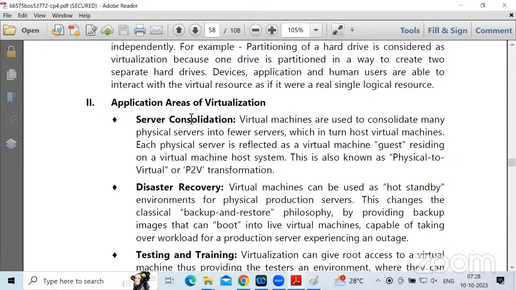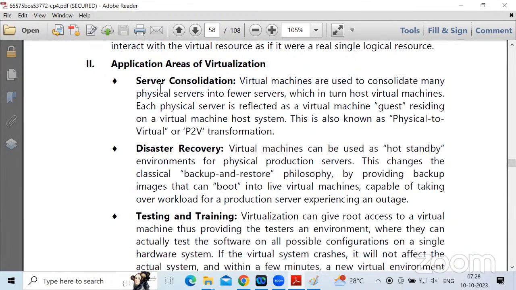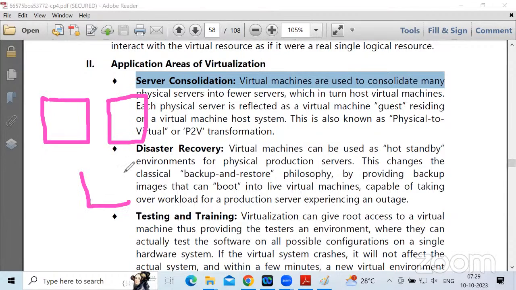Now, application areas of virtualization. This is also important. This has been asked 2 times in the previous exams. First one is server consolidation. Using the concept of virtualization, we will be able to consolidate servers. What do you mean by consolidating servers? Assume you are having a server here, one server. Then you have another server here, which is located somewhere else. And another server is here. Now, you will be able to consolidate all the 3 into a single consolidated server.